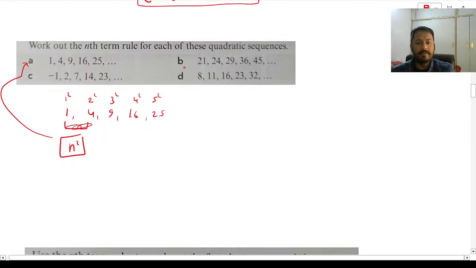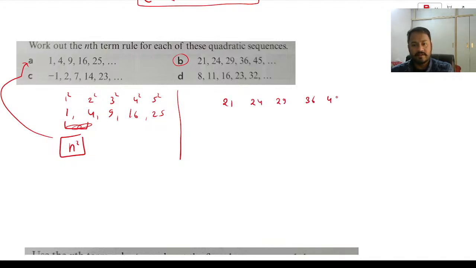Done. If I do the B part, there is a direct solution for this. How to solve this? You will write 21, then 24, then 29, then 36, and then 45, right? What generally happens here is you can subtract the terms and get the term to term rule. Now 24 minus 21 is 3, 29 minus 24 is 5, 36 minus 29 is 7, and 45 minus 36 is 9.